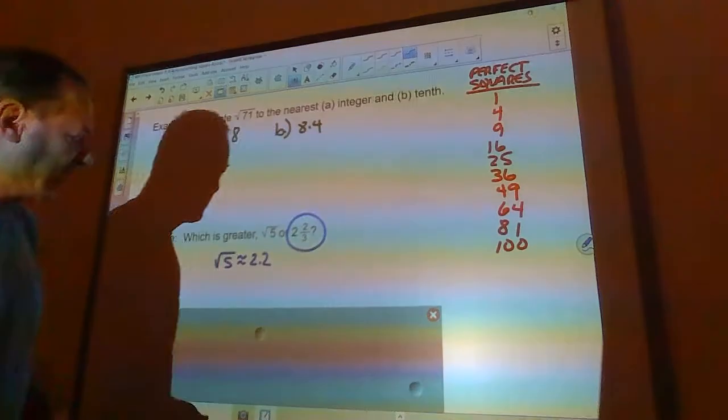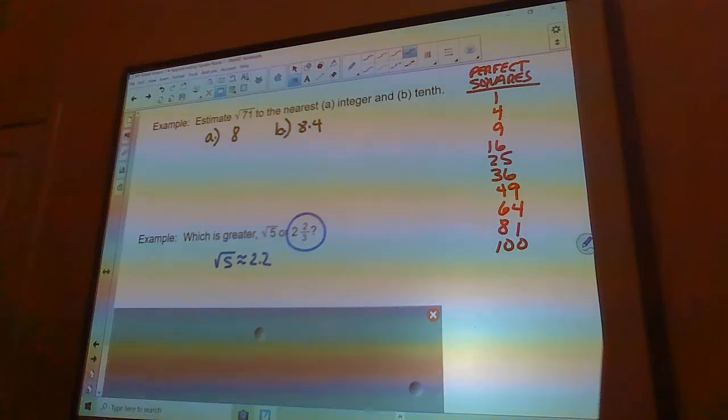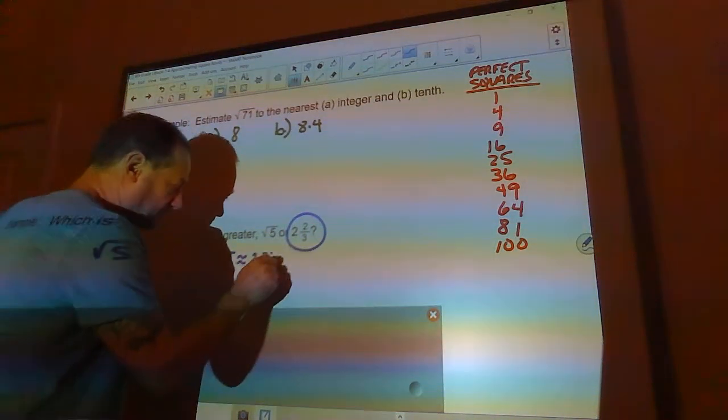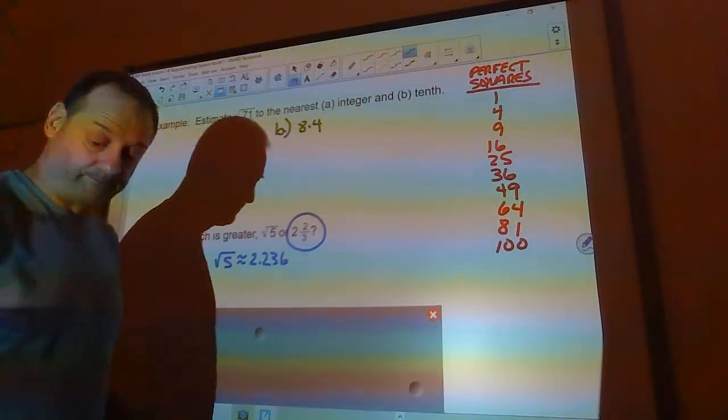Okay, so let's check it out and see what we got. So the square root of 5 is 2.236. Okay, so this is the bigger number.